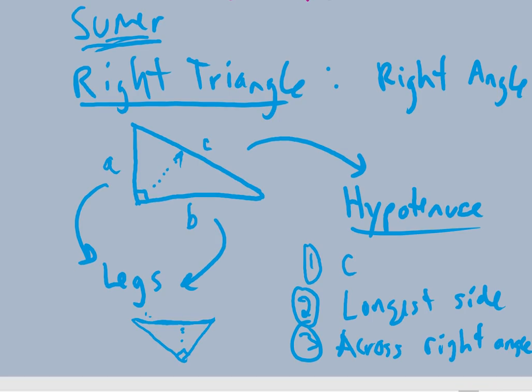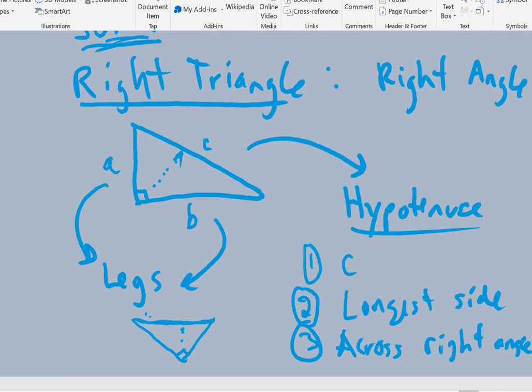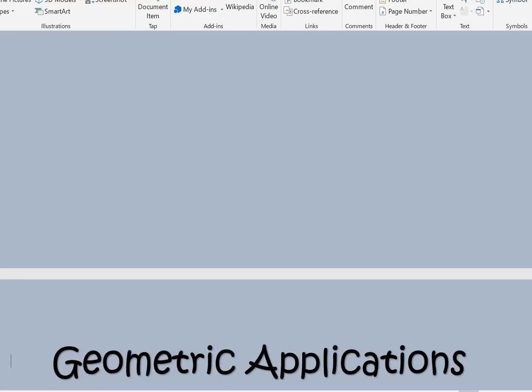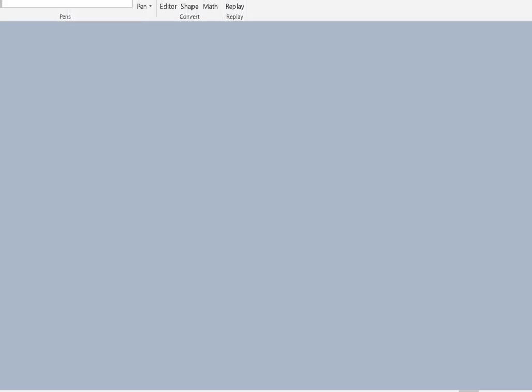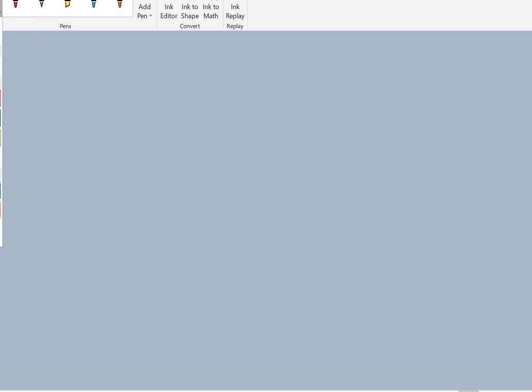All right. So we have the hypotenuse, we have the legs, we have right triangle. If there's any more terms I can think of that we need to know, we'll define them as we go along, okay? So, you are going to be given a triangle. Now, let me go ahead and take this time.